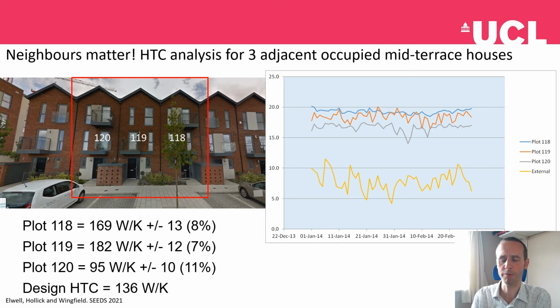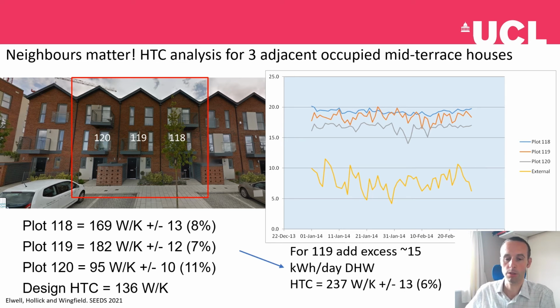When we account for the real HDC as well, plot 118 and 120 had hot water usage in line with expectations, but 119 had huge hot water use, and this pushes the HDC up again. So we're seeing again a really big impact potentially of that party wall heat loss. There might be some other factors as well if we were to look at the house forensically.